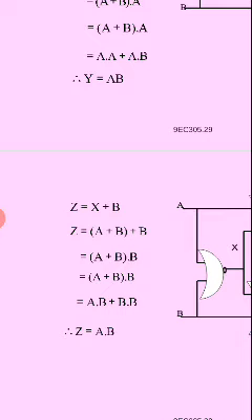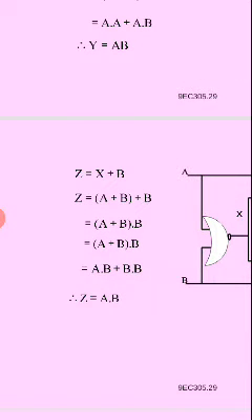Z is equal to X plus B. Z is equal to (A plus B) plus B, that is equal to (A plus B) into B, which is A dot B plus B dot B. That equals, Z is equal to A dot B.